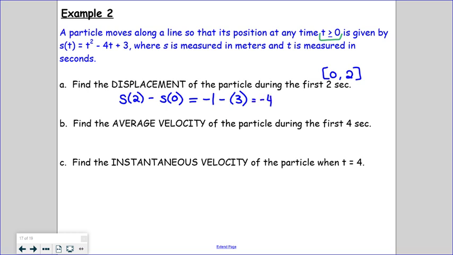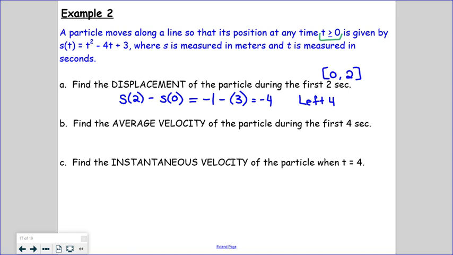Okay, now let's interpret that. I started at 3, I ended at negative 1. If I picture the x-axis, starting at 3, ending at negative 1, I moved left 4. So find the displacement. You can say negative 4, or you can say left 4.